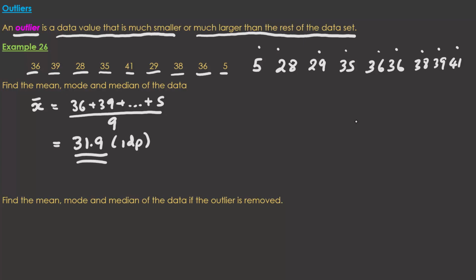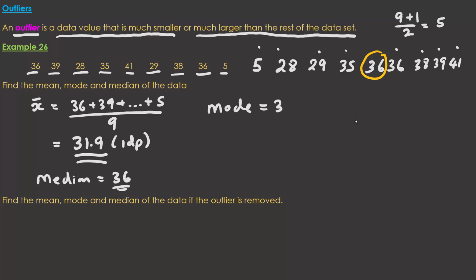Now 9 pieces of data for the median. 9 plus 1 divided by 2 is 5, so we want the 5th piece of data. 1, 2, 3, 4, 5. That is the first of the 36s. And so we can say that the median is 36. The mode is also 36 because there are 2 of those and only 1 of everything else.